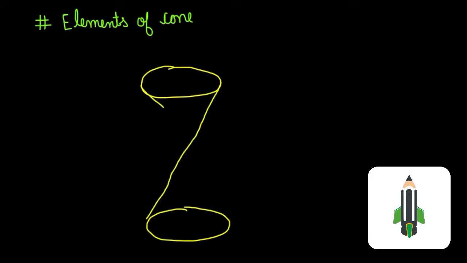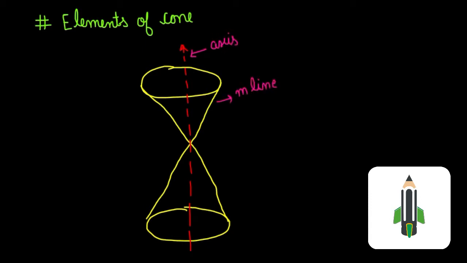Now, there are names of some lines, for example axis, M line, where M line is a moving line which makes angle alpha with axis, and a point which is known as focus. Now another is directrix and down nappe.